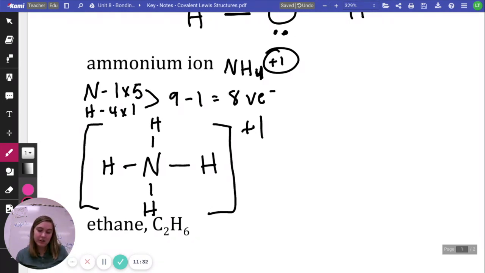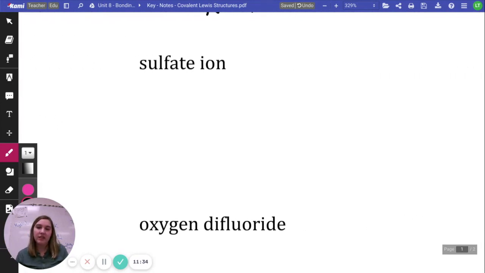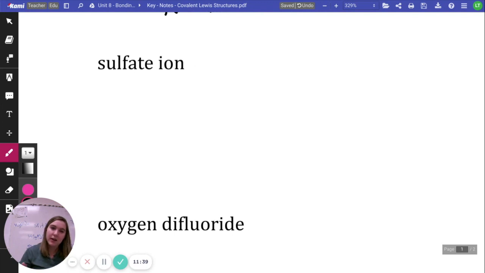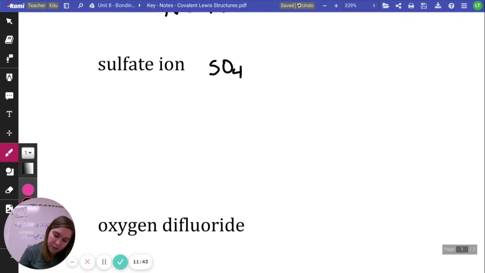Okay, let's try our next one. So this time we have sulfate, which once again is one of our polyatomic ions. So sulfate is SO4, the -2 charge.